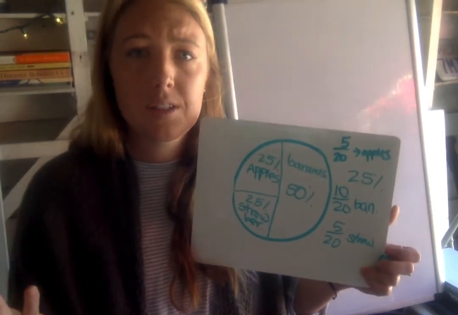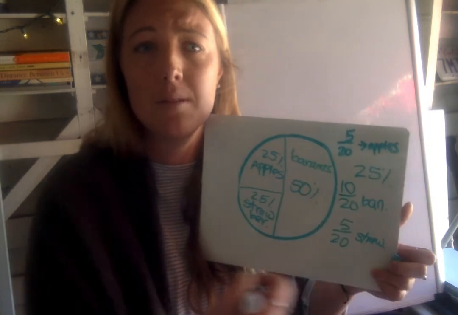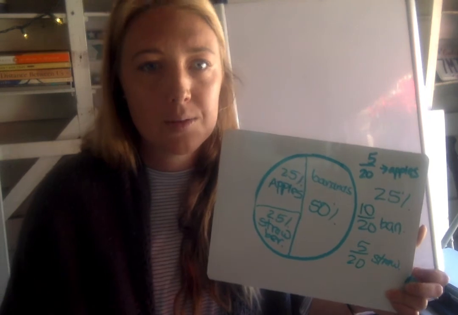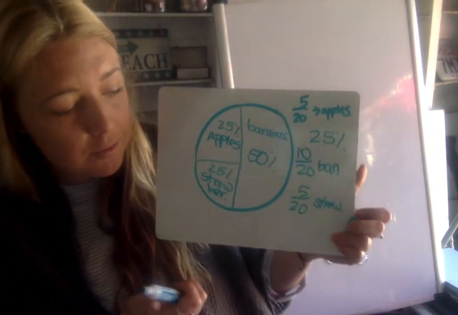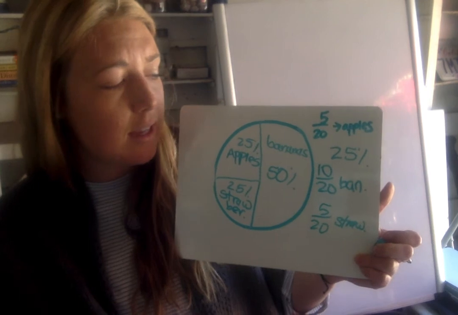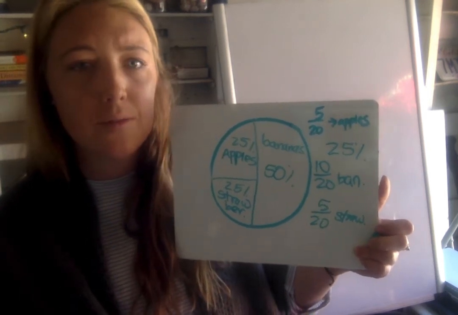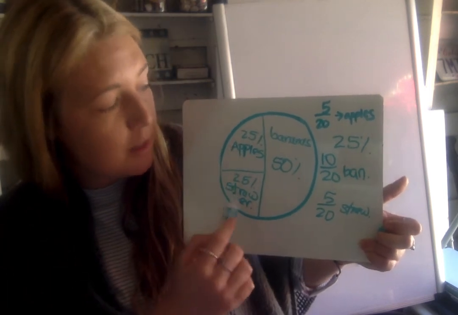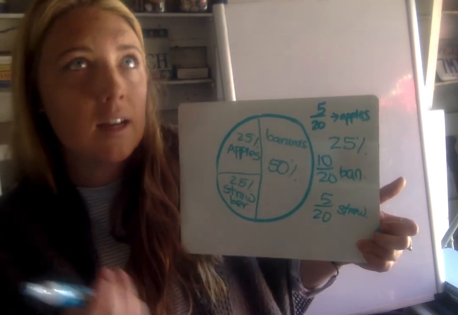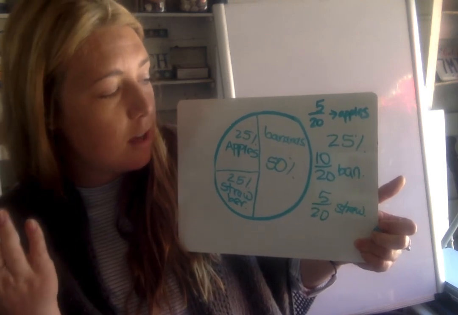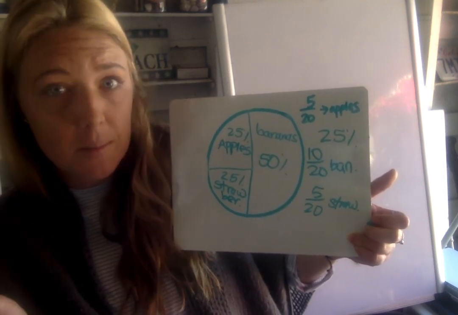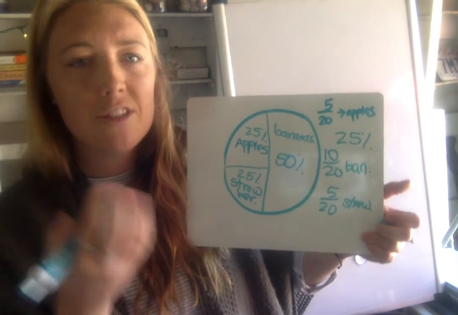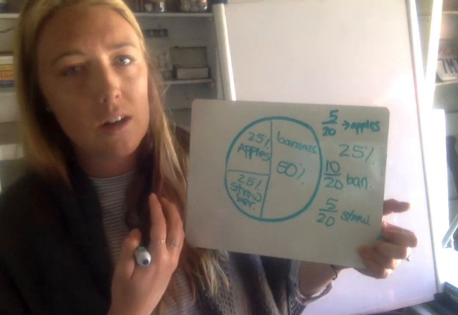So this is just a review of different types of graphs. And so today is really just getting back in the mindset of how I can use data and display it in a graph. So from here I could ask some questions, like what percent of students did not choose bananas? I could add up the apples and strawberries and say 50%. I could say what percent of people chose bananas and strawberries. I could add 50 plus 25, that's 75%. It's just getting comfortable with using this knowledge on different types of graphs.